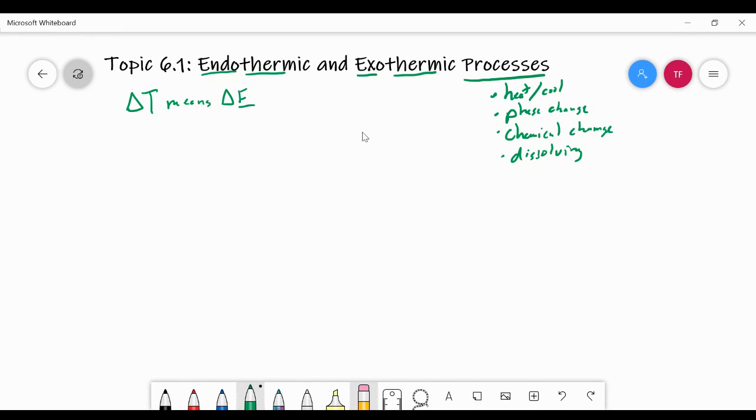So when we talk about endothermic and exothermic, we need to define two different things. We need to define our system, and we need to define the surroundings. When we talk about system and surroundings, system is whatever you're interested in. So what substance are you heating or cooling? That would be your system. What substance is going through a phase change? That would be your system. What are the substances in a chemical reaction? Those substances would all be your system. When something's dissolving, what substance in the water is dissolving? That would be your system.